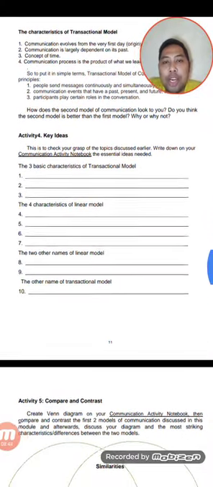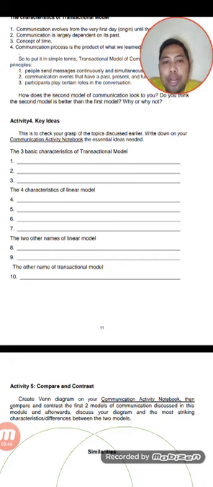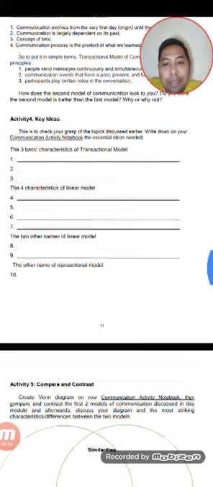This is to check your grasp of your earlier knowledge. So write this in your communication notebook: the three basic characteristics of the transactional model, and until number 10.